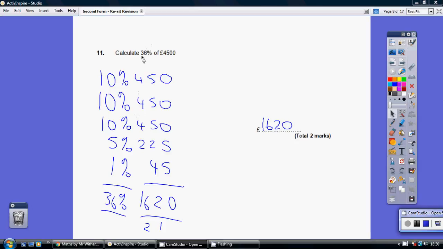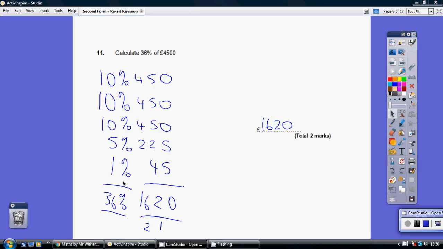Now we need to build up this other 6%. So I've decided to do that by a 5% and a 1%. Now 5% is half of 10%. So I've just halved this. Half of 450 is 225.